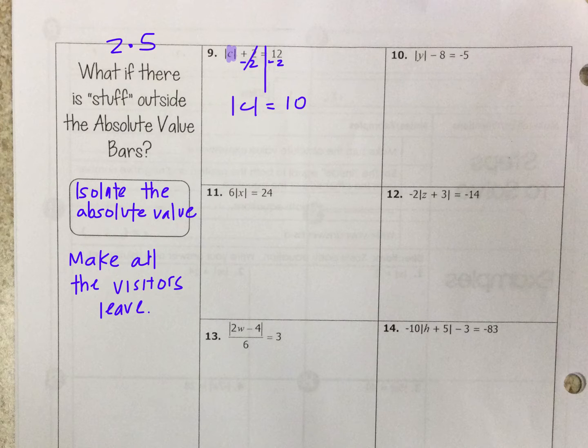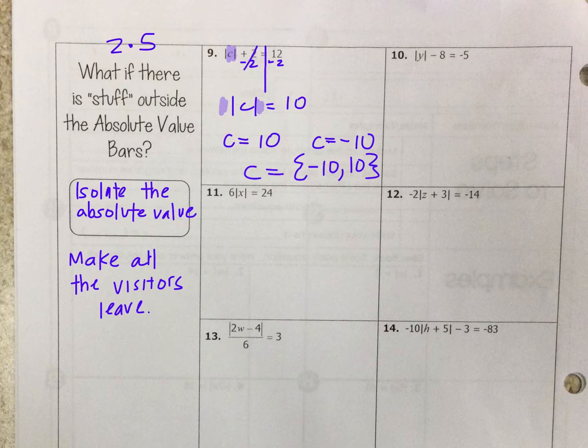Okay, he doesn't have any visitors. There's no one on this side, there's no one on that side. So that means he can get out. When you get out of jail, you have two choices. You can be positive or you can be negative. So that's your answer. C can be -10 or C can be 10.